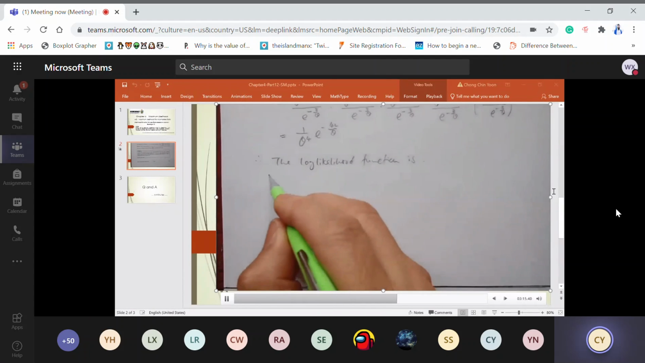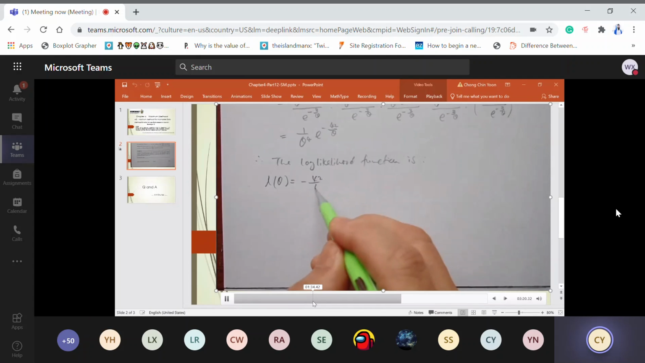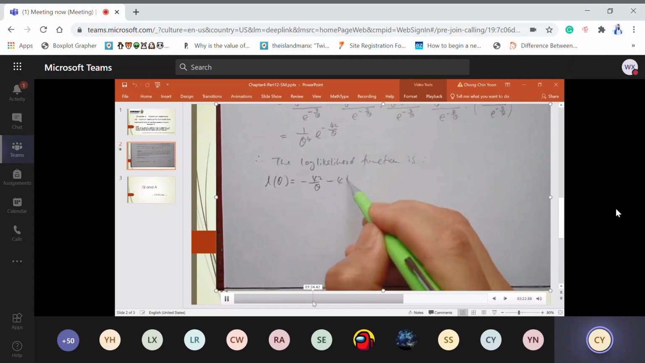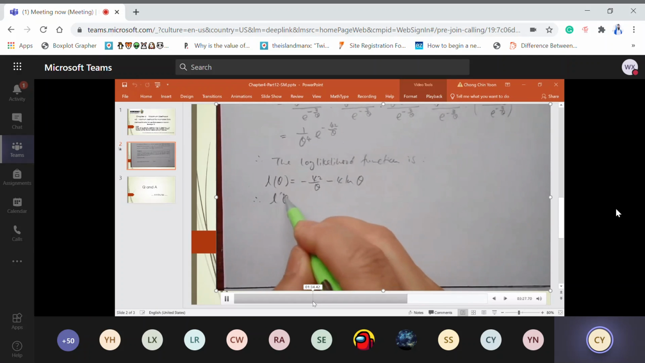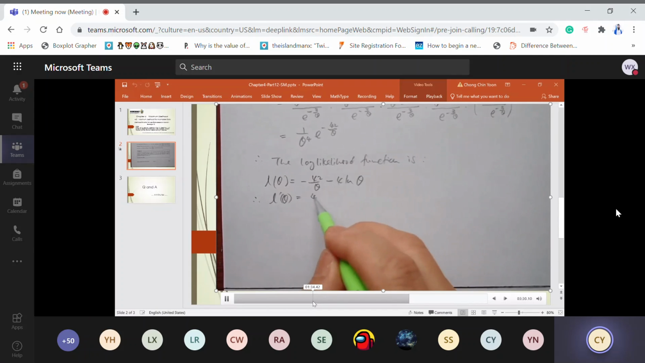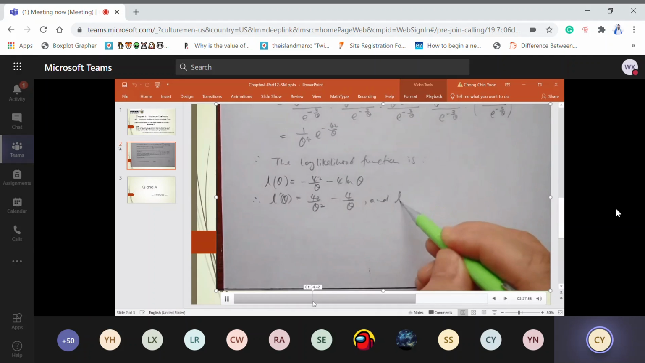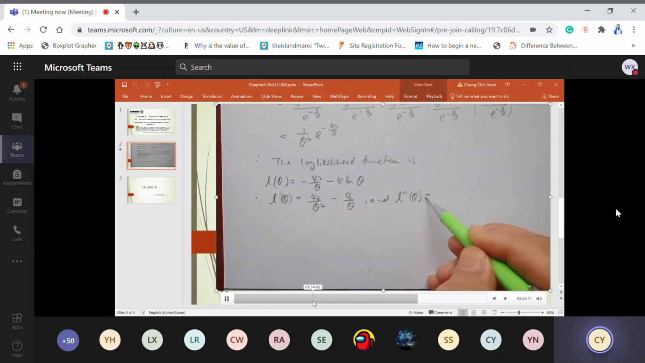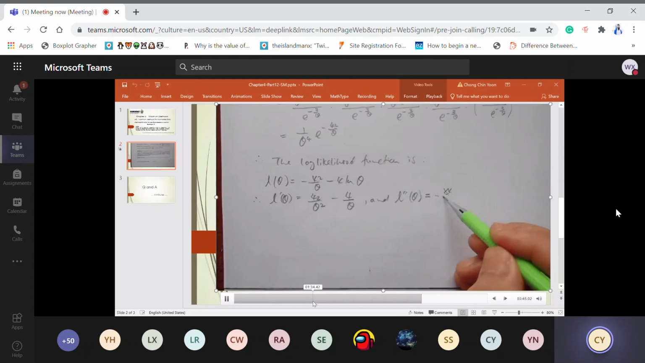That is negative 42 over theta minus 4 log theta. Therefore the first derivative with respect to theta is equal to 42 over theta squared minus 4 over theta. And the second derivative with respect to theta is equal to negative 84 divided by theta cubed plus 4 divided by theta squared.